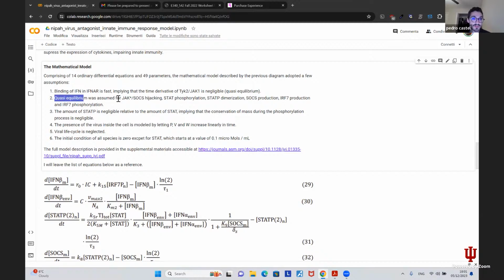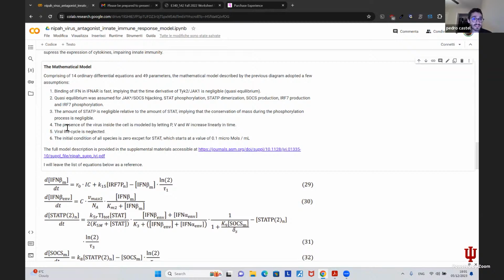Quasi-equilibrium was assumed also for hijacking of JAK by SOX, STAT phosphorylation, STAT-P dimerization, SOX production, IRF production, IRF7 phosphorylation. It's all sorts of detail that I really don't think it's worth going through in the presentation, so I will avoid giving you too much detail.